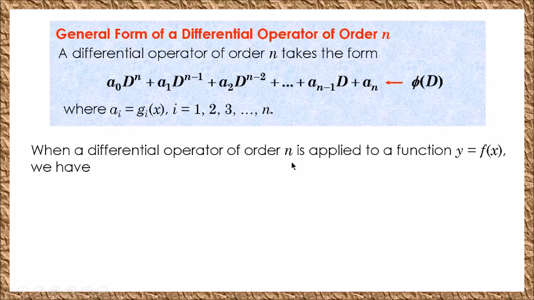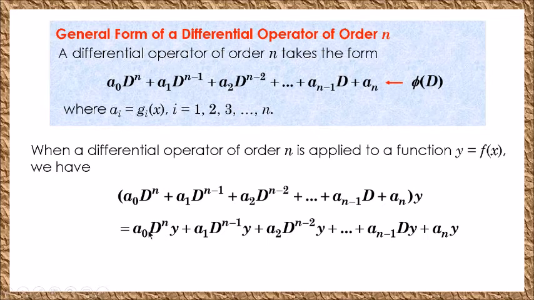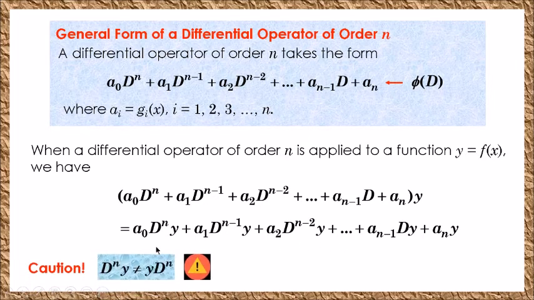When a differential operator of order n is applied to a function y equals f of x, we have a sub 0 D to the n plus a sub 1 D to the n minus 1 plus a sub 2 D to the n minus 2 all the way to a sub n applied to y. This is equal to a sub 0 D to the n applied to y plus a sub 1 D to the n minus 1 applied to y plus a sub 2 D to the n minus 2 applied to y plus all the way to a sub n times y. So take note that D to the n applied to y is not identical or equal to y D to the n.